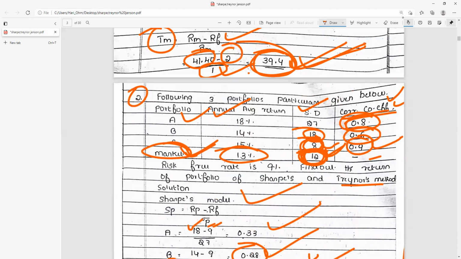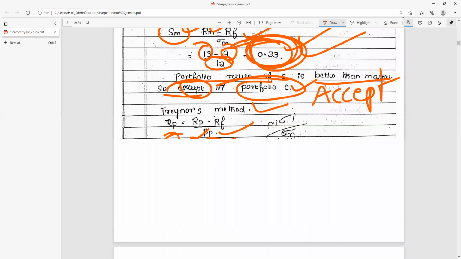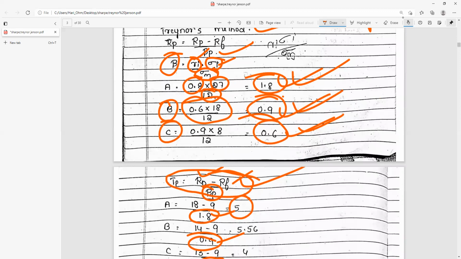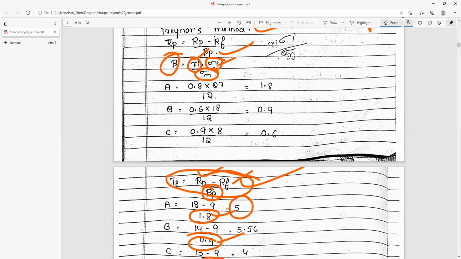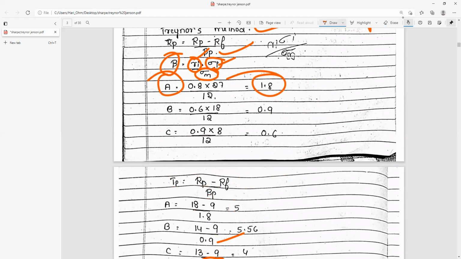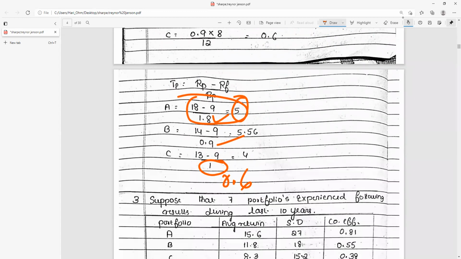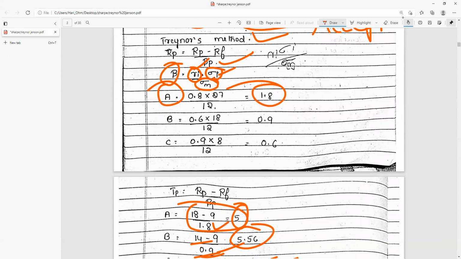18 minus 9 divided by beta, which we just calculated, 1.8. These are the betas; 1.8 is the first beta, for A. So 18 minus 9 divided by 1.8, the answer is 5. Like that, calculate for B: 14 minus 9 divided by 0.9. And for C, 15 minus 9 divided by 0.6, that is 10. So like that you have to calculate under Treynor's method.